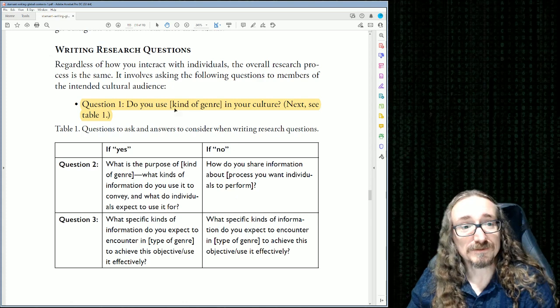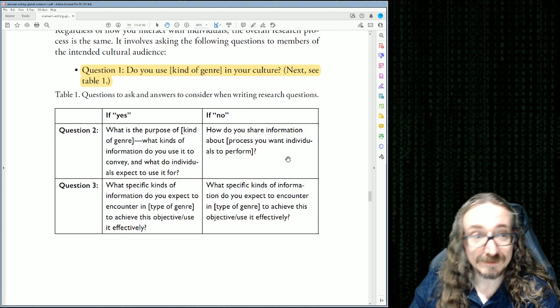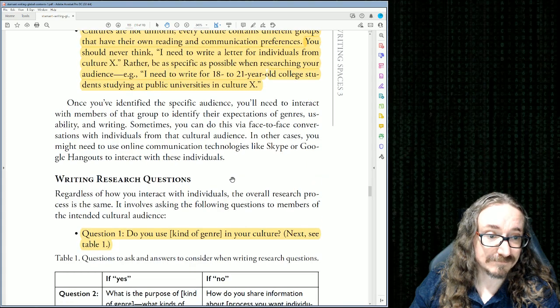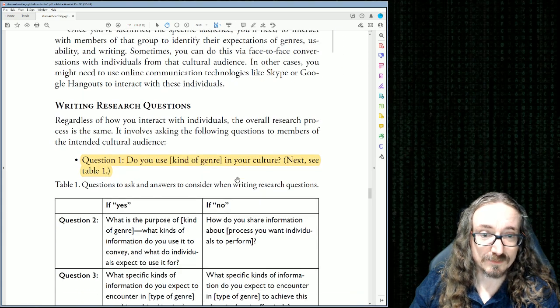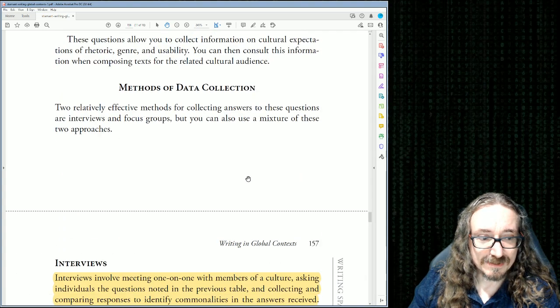And so you could say, do you use resumes in your culture? And then if it's yes, you could go on to these questions. If it's no, then you could go on to these questions. This is how to do research questions. Methods of data collection.